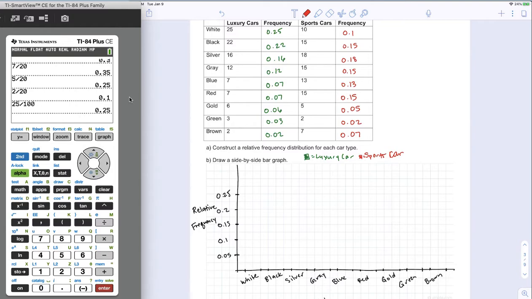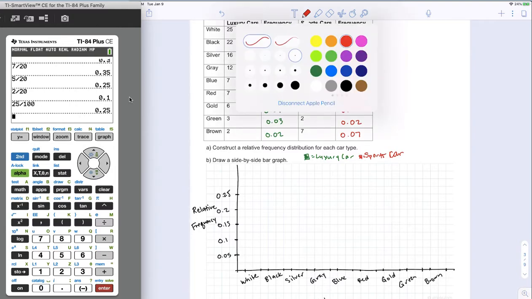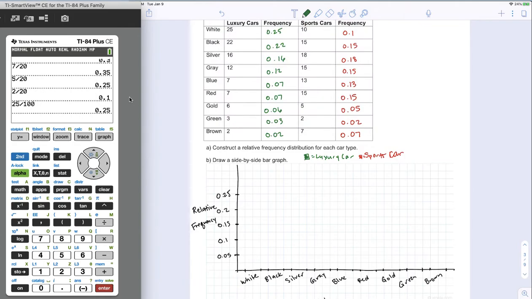And now I'm going to go ahead and make the bars for each one. So for the luxury cars, 0.25 of them were white, so it's quite a lot of them. A quarter of the luxury cars were white. I'm going to go down and fill in all the luxury cars first, then I'll go back and fill in the sports cars. So for luxury cars, black, 0.22, so almost up to the previous one. Okay, luxury car silver, 0.16, my bad. Okay, so we'll go a little bit above the 0.15.